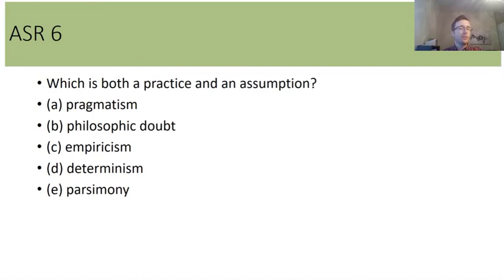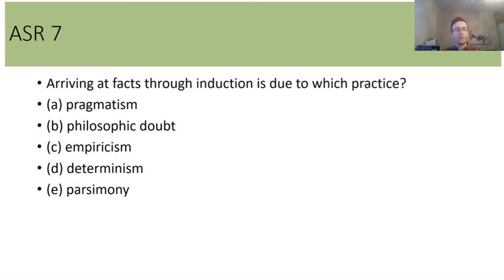ASR 6, which is both a practice and an assumption? A, pragmatism. B, philosophic doubt. C, empiricism. D, determinism. E, parsimony. Couple more seconds. I'll close the poll. The answer is empiricism.